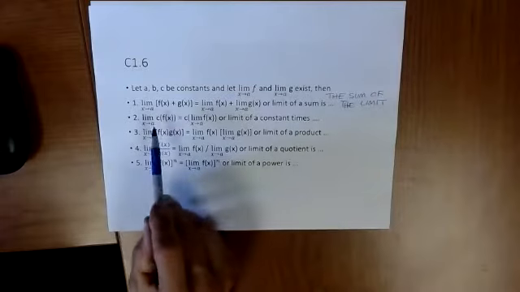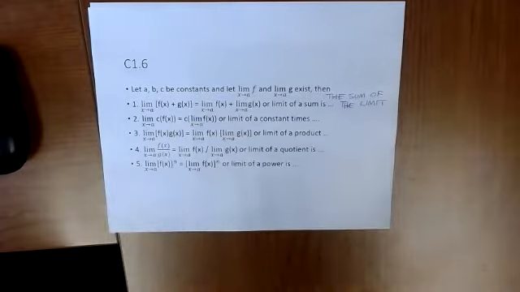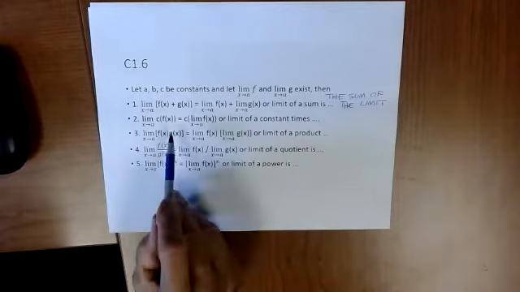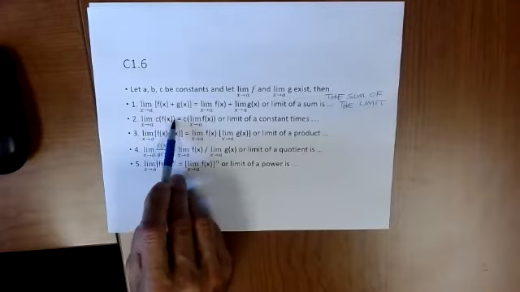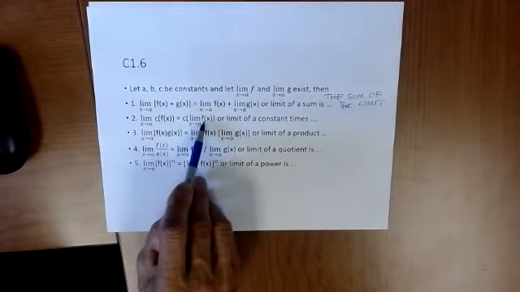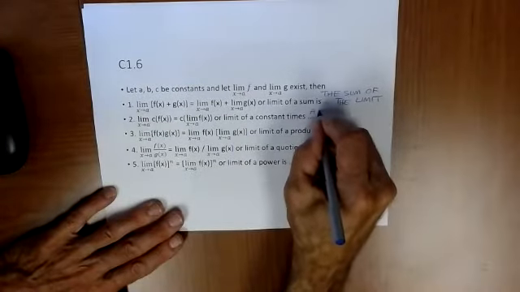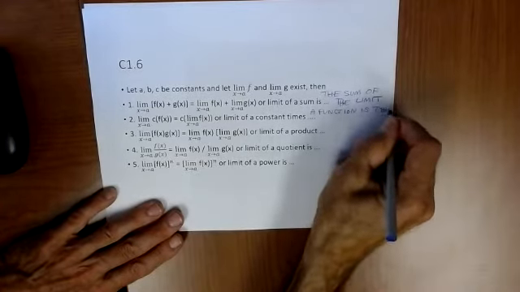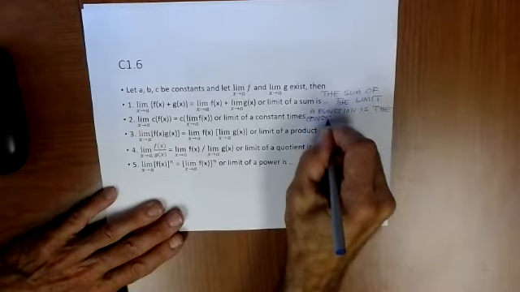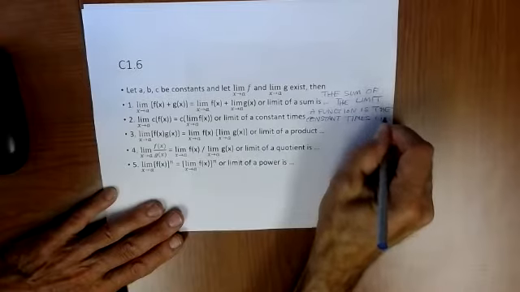Number 2, the limit of a constant, that's a real number, times a function, like 5x squared or negative 2x cubed. If you have a constant in front of a function, the theorem says the limit of that constant times a function is the constant times the limit of the function. And that's the way I'll write it. The limit of a constant times a function is the constant times the limit of the function. Okay?